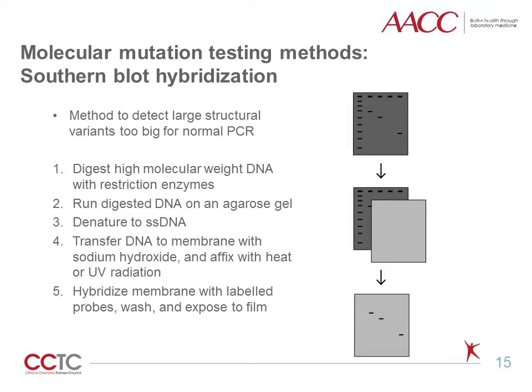Southern blot hybridization is used when a DNA sequence variant is too large to be detected by conventional PCR. This method requires a very large amount of high molecular weight DNA as a starting input. The DNA is initially digested with restriction endonucleases, and the digested fragments are run on an agarose gel. The DNA gel is placed into an alkaline solution to denature the double-stranded DNA, which is then transferred to a membrane. The denatured single-stranded DNA is then bound to the membrane by a heat or UV source. The membrane is subsequently hybridized with sequence-specific probes, washed, and exposed to film for imaging.